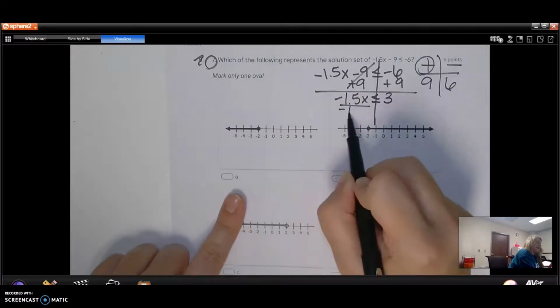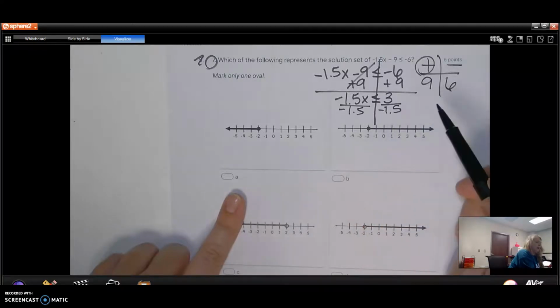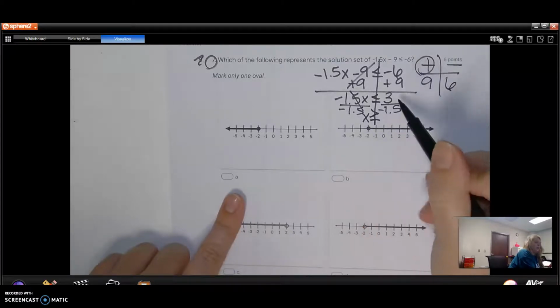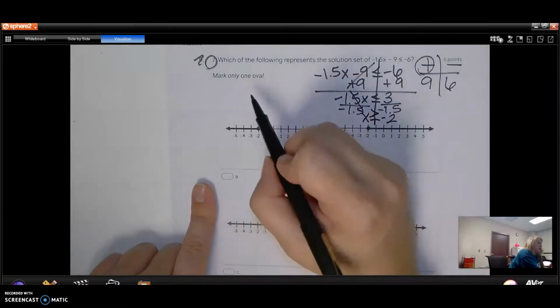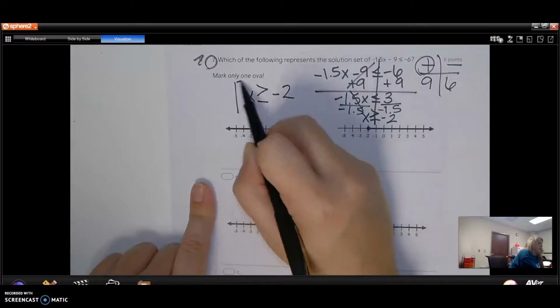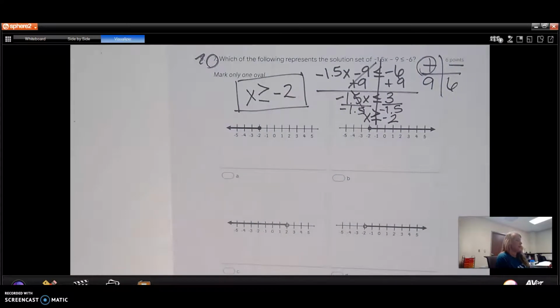I'm going to divide each side by a negative 1.5. That means my inequality symbol is going to switch. So I have x is greater than or equal to 3 divided by a negative 1.5, which is a negative 2. So I'm looking to graph x is greater than or equal to negative 2. Because it is greater than or equal to, I know that when I graph it, it's going to get a closed symbol because that negative 2 is included in my solution.